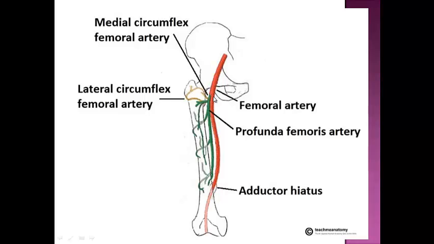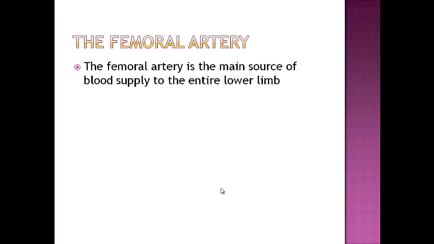Okay, and then you'll notice that the femoral artery just continues on its way down the rest of the thigh. So it gives off the profunda femoris, and then it continues down the rest of the thigh until it reaches an opening in the adductor magnus, which is called the adductor hiatus. So the femoral artery is the main source of blood supply to the entire lower limb, and we're going to see why as we go along.